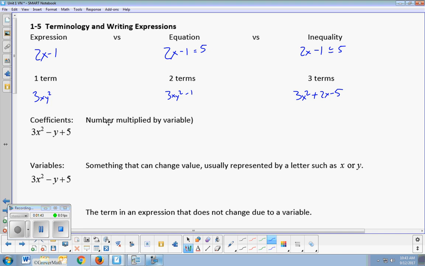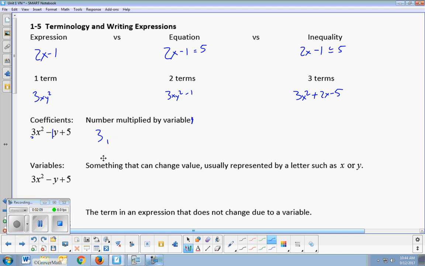So coefficients are the numbers multiplied by a variable. Each term has its own coefficient. The coefficient for the 3x squared term is 3. The coefficient for negative y, we know there's a little hidden 1 there, is negative 1. And 5 would not be considered a coefficient here. Now I know I said each term has a coefficient, but 5 is not a coefficient because it doesn't have a variable attached to it. It's not being multiplied by a variable. So coefficients are only the numbers being multiplied by variables.